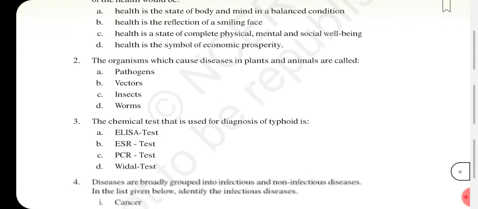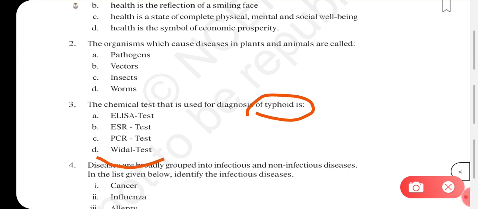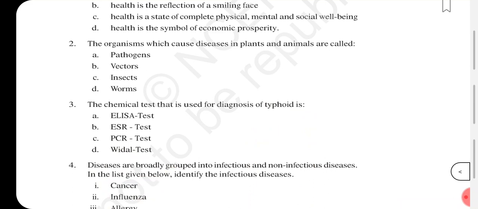Question number 3. The chemical test that is used for the diagnosis of typhoid is ELISA test, ESR test, PCR test, or Vidal test. Here the answer will be: for typhoid we use the Vidal test. Okay. Moving on to the next question.